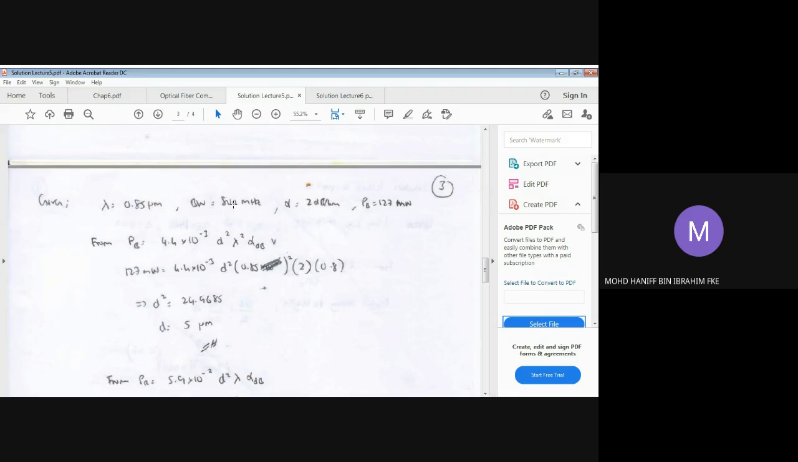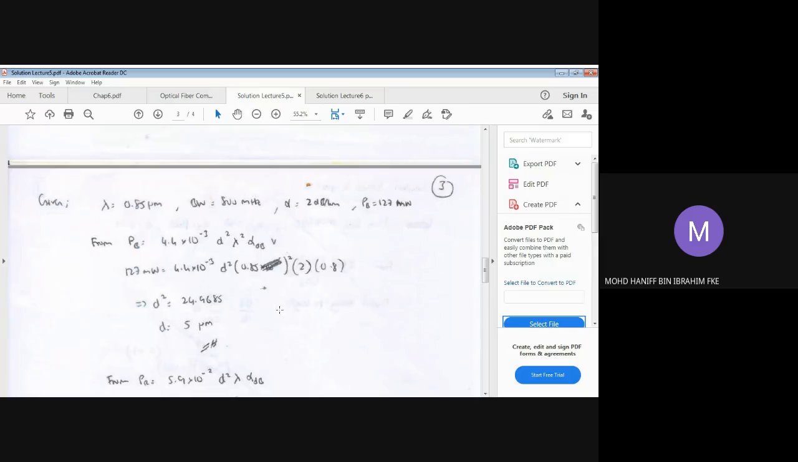Lambda is 0.85 micrometer. The alpha, the attenuation, is 2 dB per kilometer, while the bandwidth is 0.8, because it is in gigahertz units. We are given megahertz, so we need to convert to gigahertz, so it's 0.8. From this, we can calculate that d squared is 24.9, and basically d will be almost equal to 5 micrometer. So this should be the diameter of this single mode fiber.